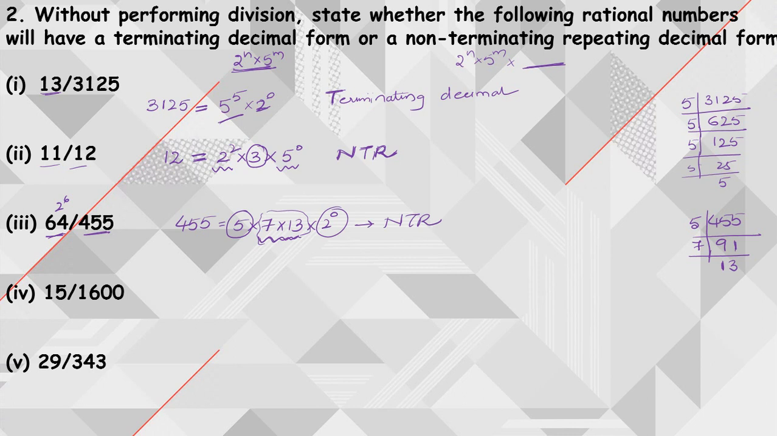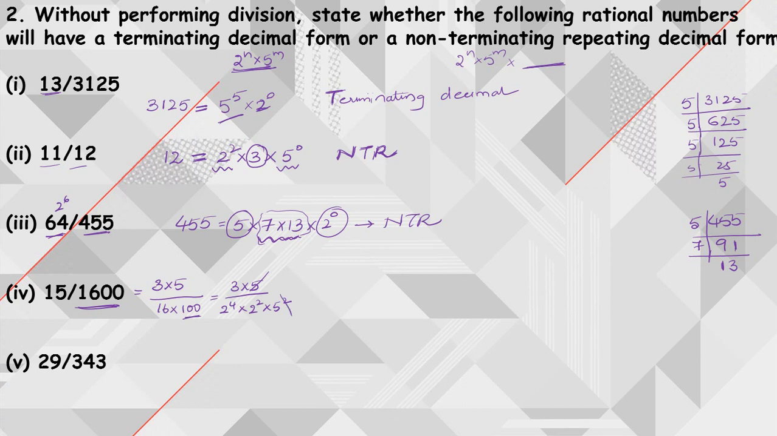Next, coming to 15 and 1600. Now I can write 15 as 3 into 5, by 1600. So 1600 means 100, I can separate it out, and this 16 I can write it as 2 power 4. Are you clear? So once again, 16 into 100. So again I can write 3 into 5 by 2 power 4 into 100, I can write it as 2 square into 5 square.